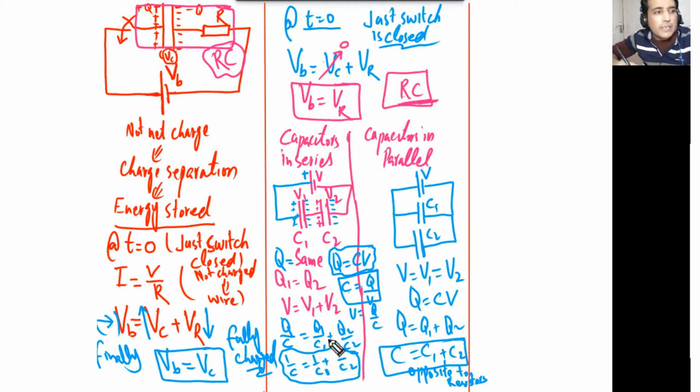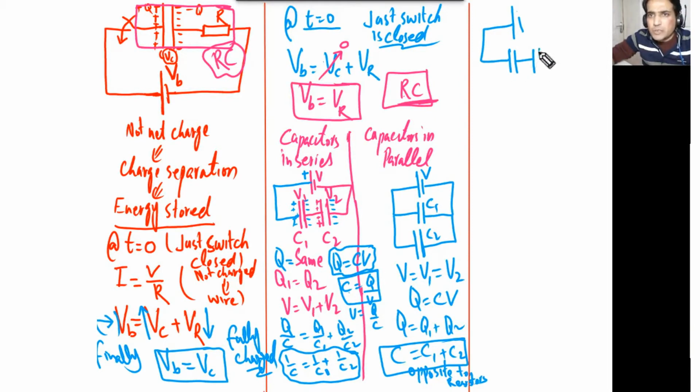Now, one last thing, then we will stop our class. For example, let's say we have two capacitors. We connect them first of all in series. Just last thing, then class will be over. Just let me explain one thing.